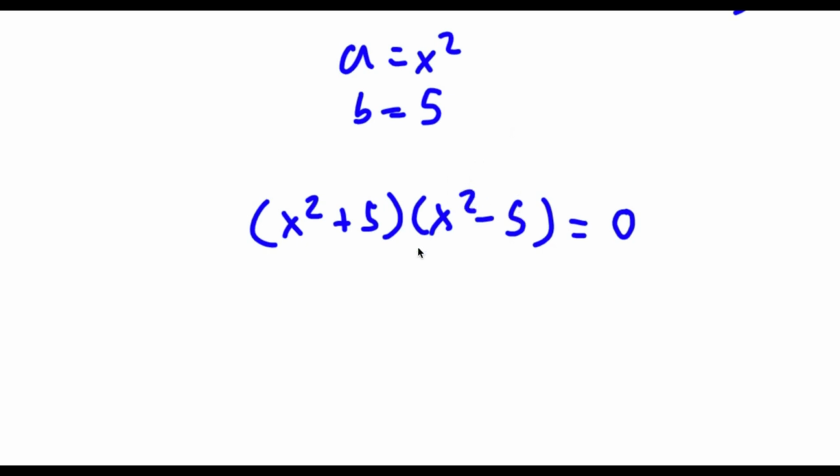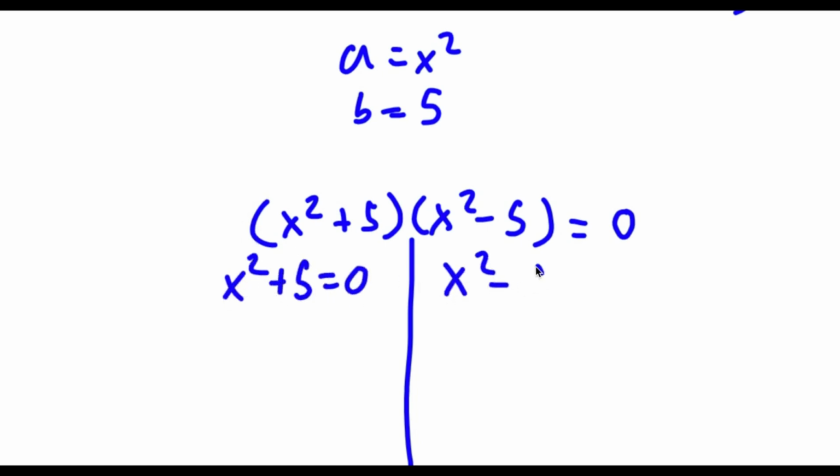So now this is going to give me two equations. I have x squared plus 5 is equal to 0, and I have x squared minus 5 is equal to 0.